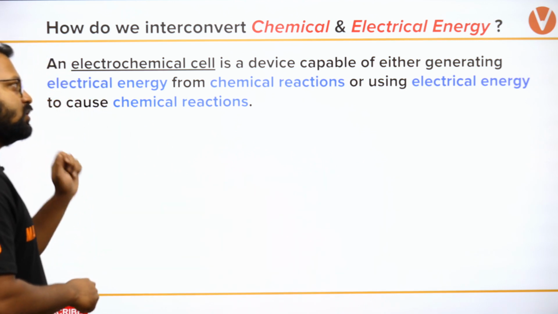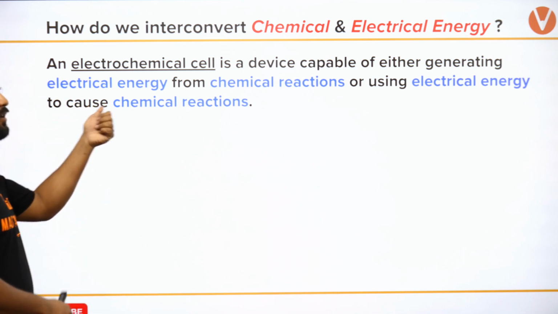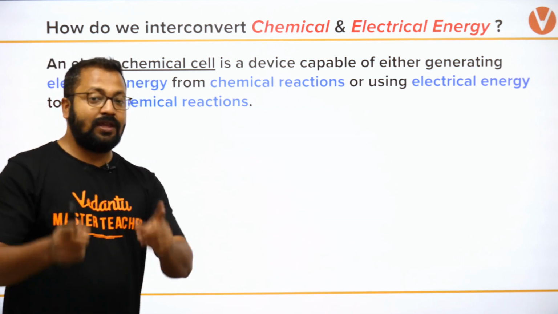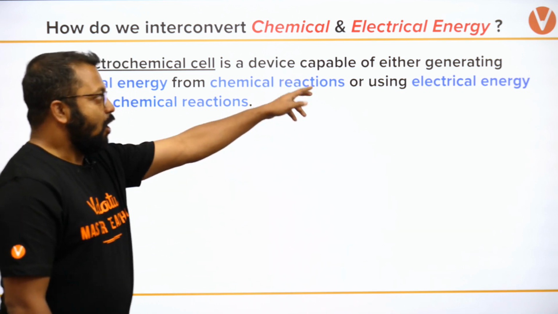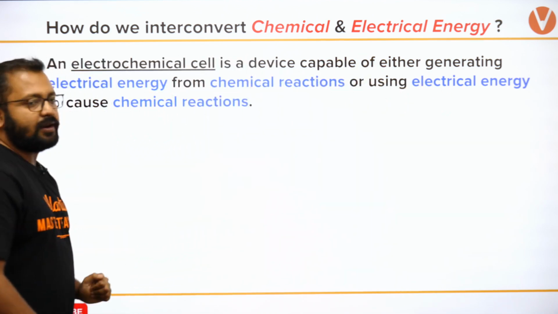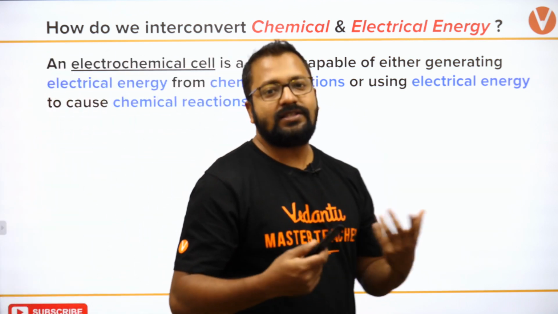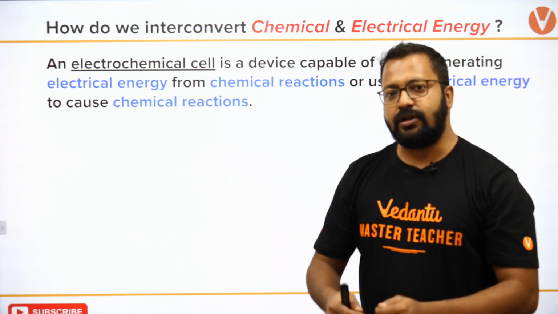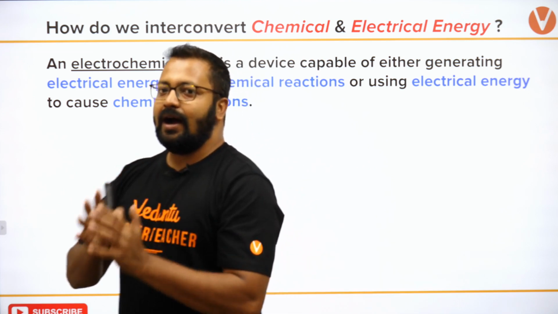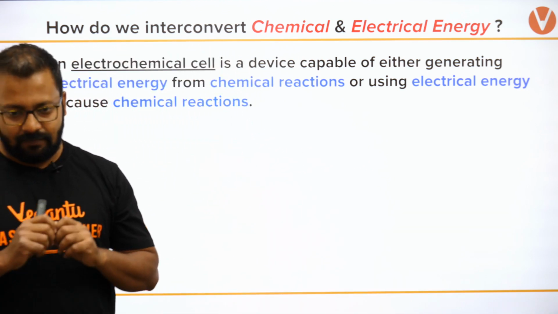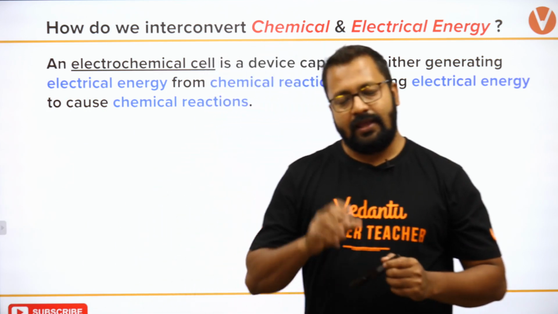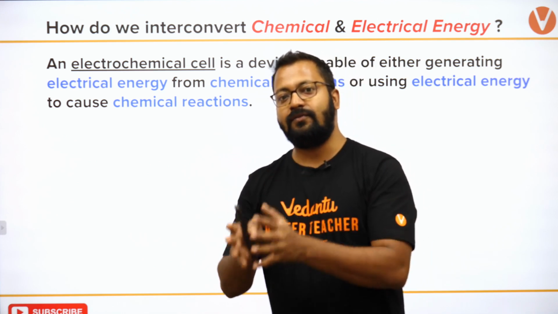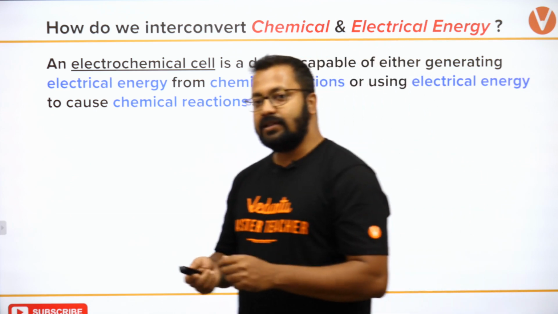An electrochemical cell is a device which is capable of either generating electrical energy from chemical reactions, जैसे कि बैटरी में chemical reaction से electrical energy generate होती है, so that will become an electrochemical cell, or using electrical energy to perform chemical reactions. That means electrolysis. So either you take electrolysis or you take a battery which is generating electricity, both of them would be qualified as an electrochemical cell, और दोनों को हम electrochemical cell ही बोलेंगे.